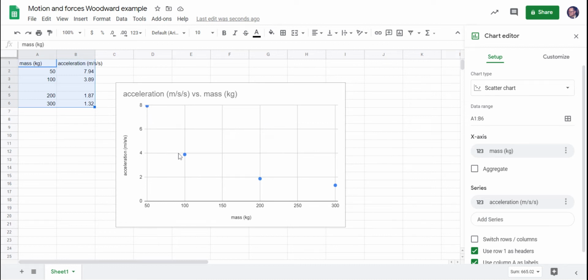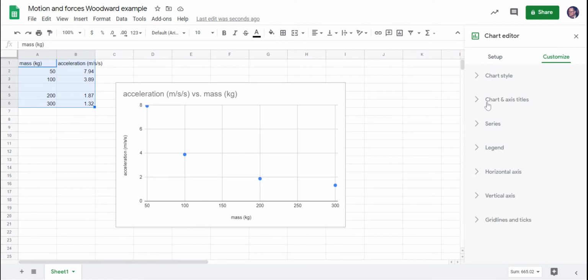So data itself can be important, but what's really important is the trends that our data shows. What are the patterns that we see? That's really important in science and just in life as well. So we want to set up a trend line. So I'm going to come over here to customize.